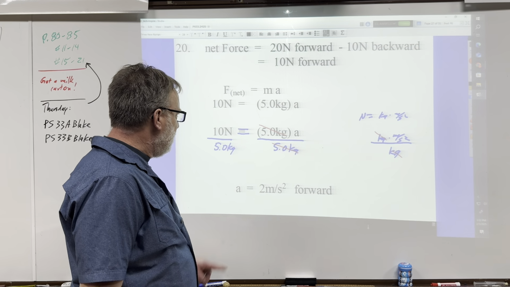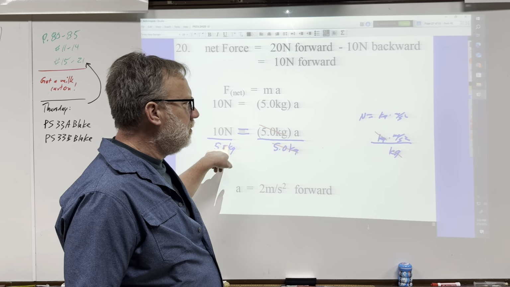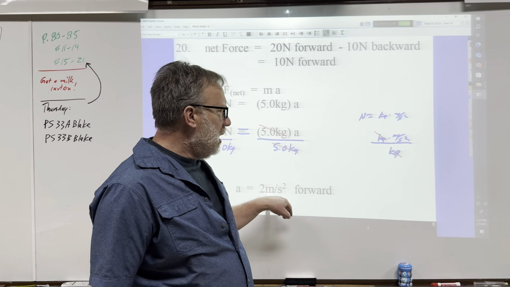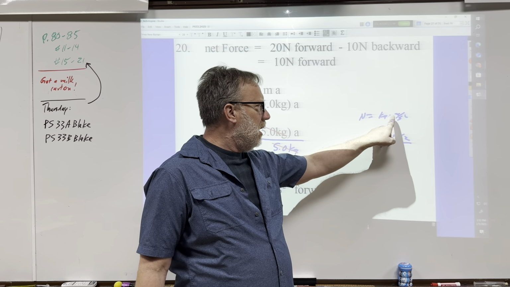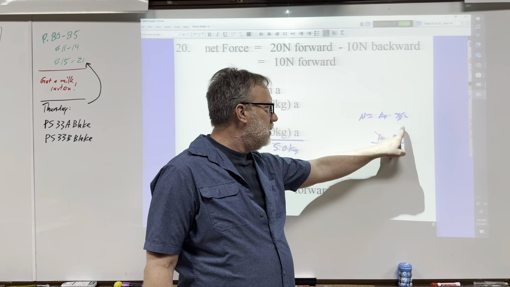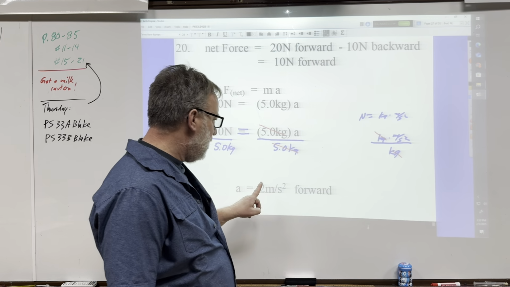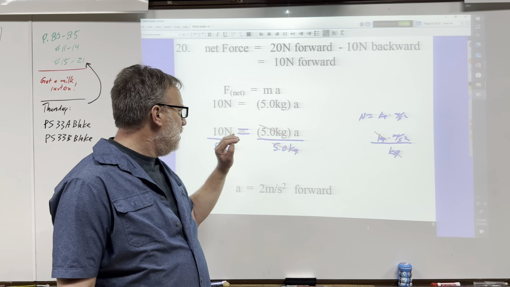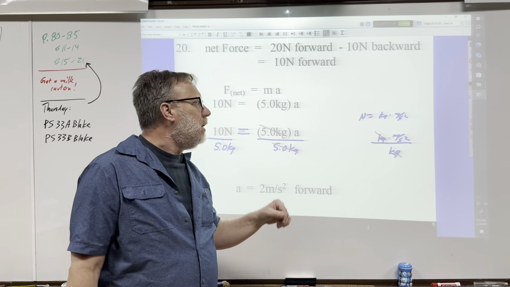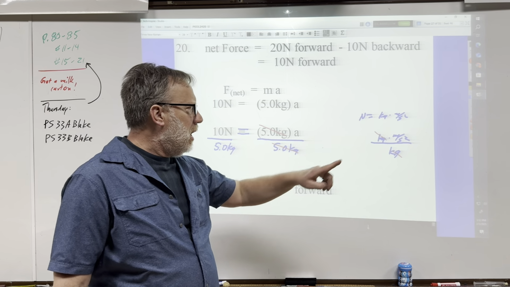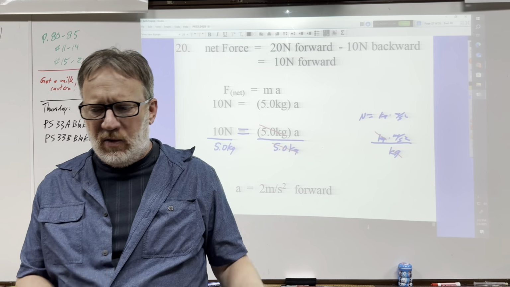And the unit that's left over is newtons per kilogram. It's going to end up being meters per second squared, because a newton is a kilogram times a meter per second squared over a kilogram. Kilogram cancels, meters per second squared is left. So you can write it as newtons per kilogram. That's fine. The book tends to do that. You can write it as meters per second squared. That's fine.